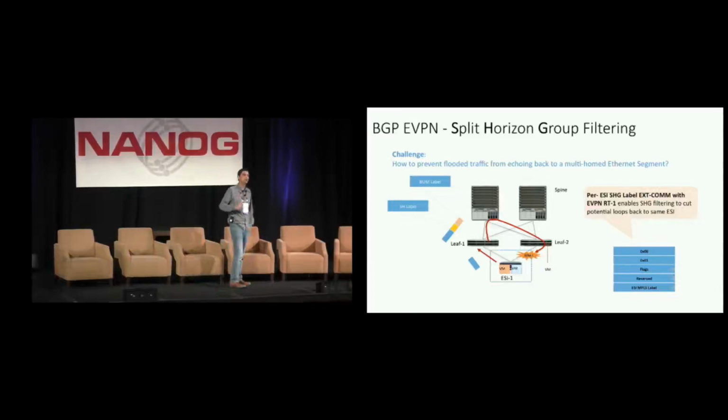Now, when leaf 2 receives the packet with this additional split horizon group label that it allocated for its local ESI 1, it knows via that label that the packet originated on ESI 1 and it must not put the packet back on ESI 1. So it will still flood the packet on all the other ports in the layer 2 bridge. However, it will skip putting the packet back on ESI 1.